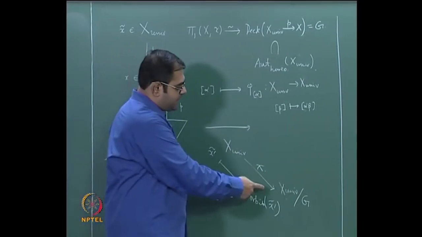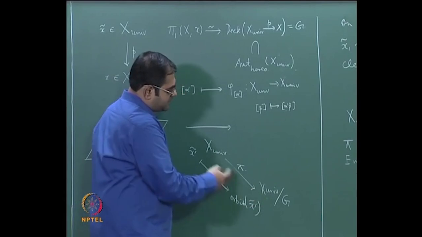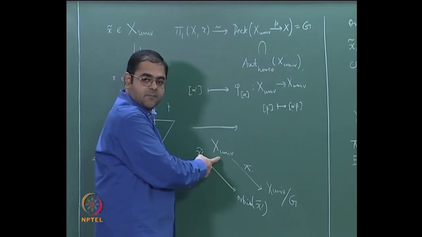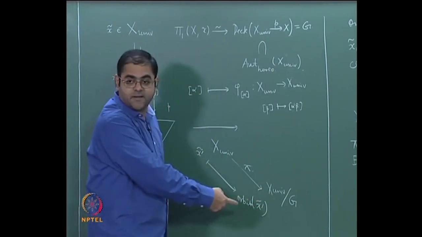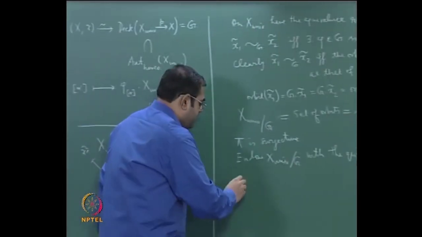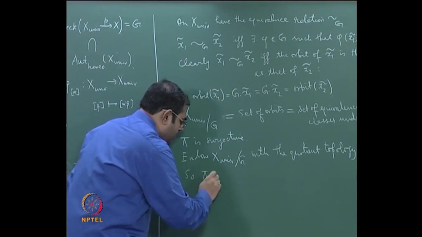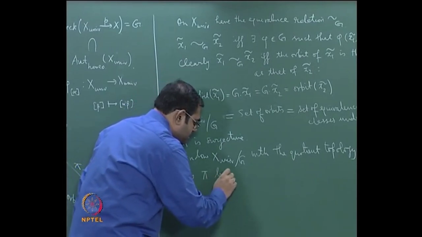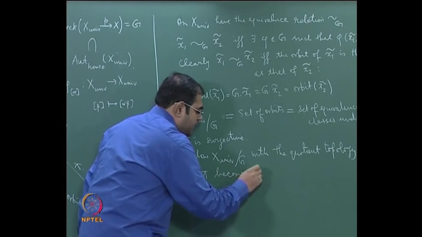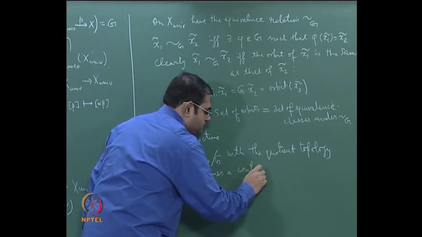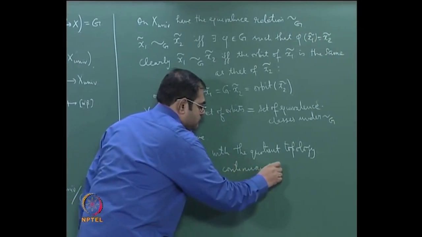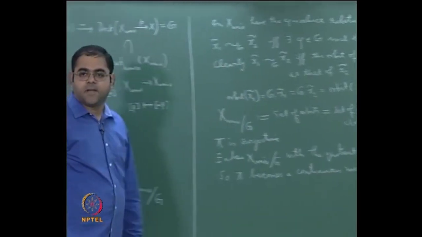Because by definition, if I take an open set here, I have to check that the inverse image of that set is open, but that is how an open set below is defined. So this automatically makes pi into a continuous map. Pi becomes a continuous map.